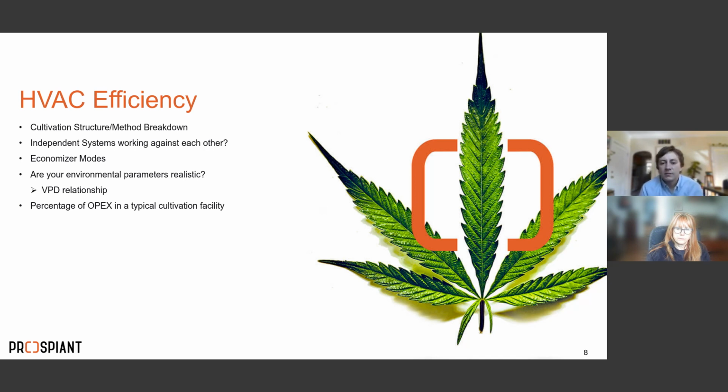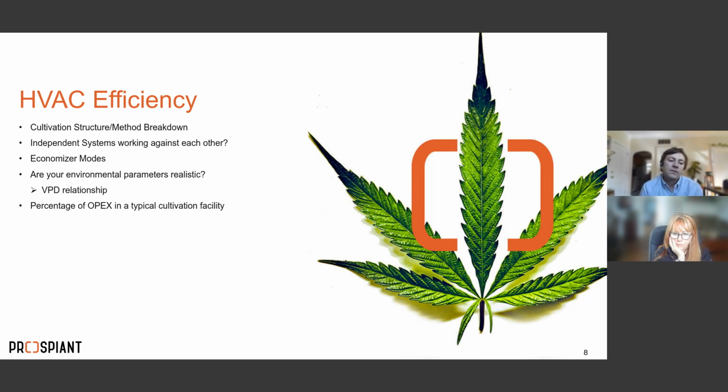And is this something you've accounted for? Versus polycarbonate, it's going to have a higher one. But the big one here on the HVAC side of things is if you have independent systems, so if you have an RTU and a dehumidifier in the zone, are they working against each other? If they are, it causes massive operational inefficiency.